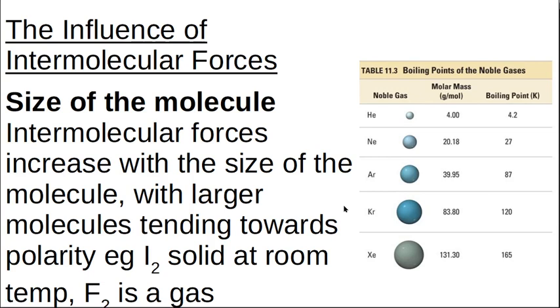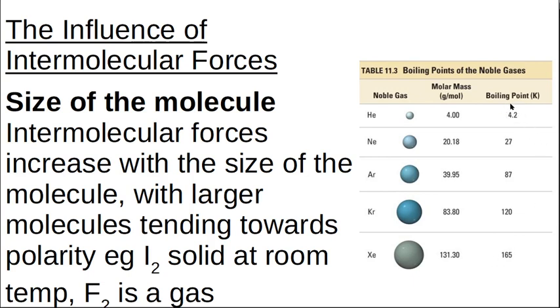So what affects the intermolecular forces? One of the things is that the bigger the molecule, the stronger the intermolecular force. So for instance, if we look at the noble gases here, helium, neon, argon, krypton, xenon, their molar mass from the periodic table goes from 4 to 131. So xenon is clearly the largest molecule, and larger molecules tend to have stronger intermolecular forces, and this is agreed with by the boiling point.